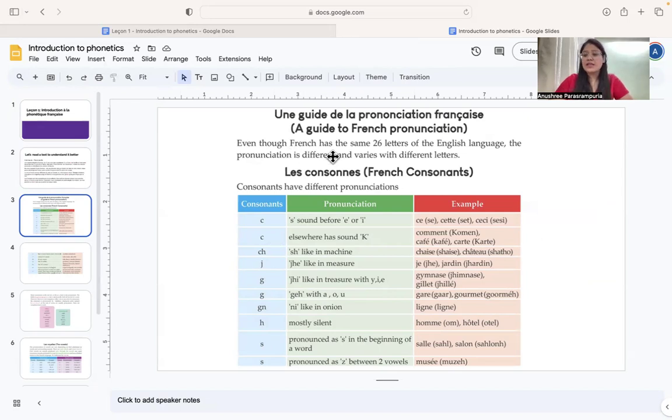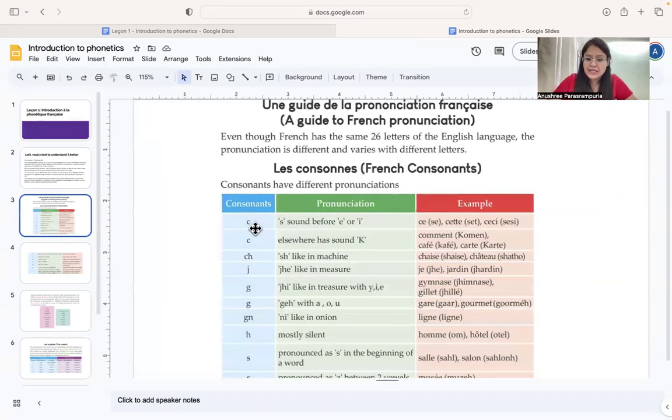Okay, so we know that even though French has 26 letters, the same as English, of course, the pronunciation varies when it combines with different consonants or different vowels. Let's understand some things. When C is with E or I, it sounds like S. So we'll read these examples as ça, cet, ceci. The ones in the bracket are their pronunciations. You can also repeat after me for better understanding.